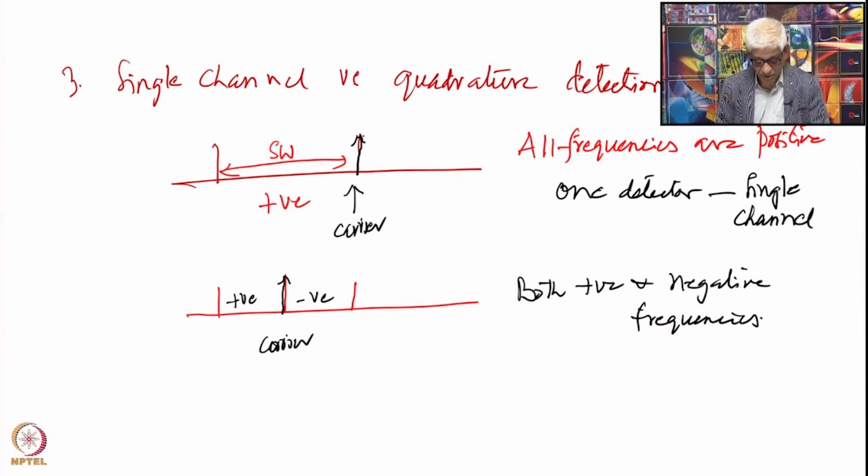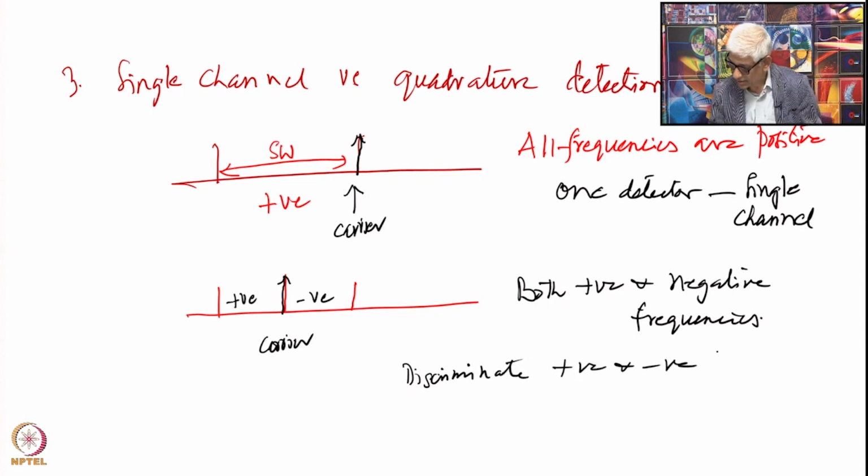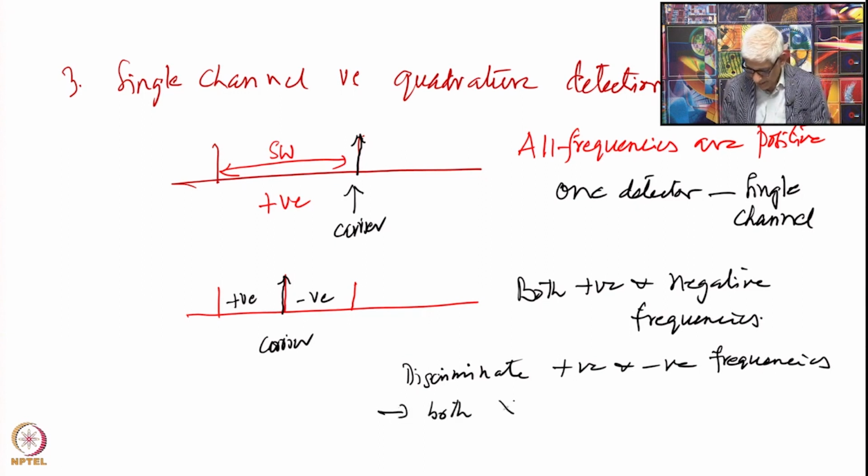Now here, if I have to discriminate between positive and negative frequencies, because it is necessary to discriminate between them, how do we do that? If you are to do this, I will have to discriminate positive and negative frequencies. I need to collect both x and y components.